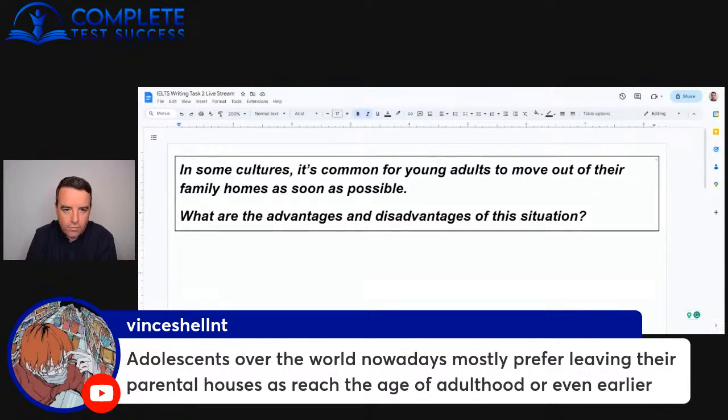So the phrase is all over the world. So if we said young adults all over the world nowadays mostly prefer leaving their parental houses as they reach the age of adulthood or even earlier. It doesn't say that they prefer to do it. What it says is it's common to do it. So when you use the word prefer, that shows how they feel. But in the question, it doesn't say if they like it or if they don't like it. It just says that it's common. It could be a cultural norm where that's what's expected, not necessarily that that's what they would like most.